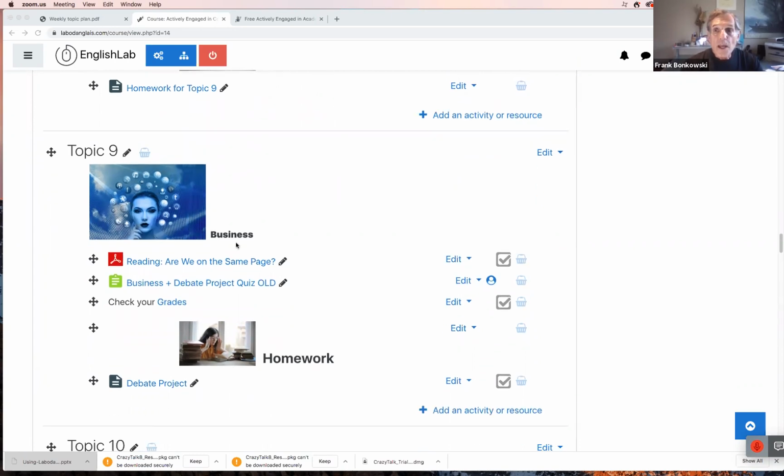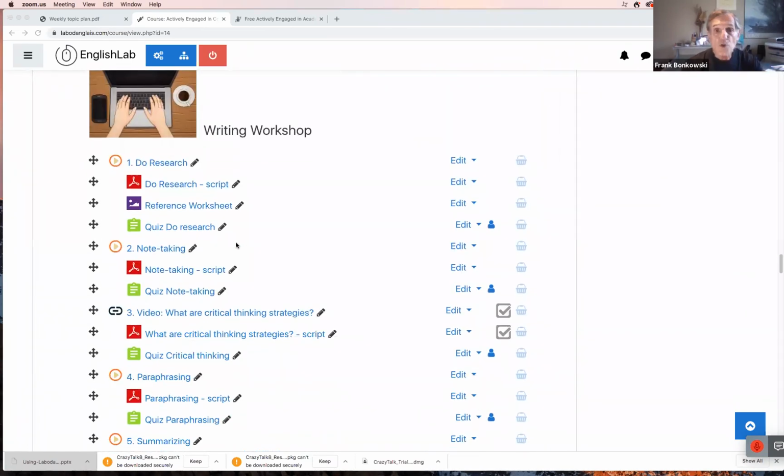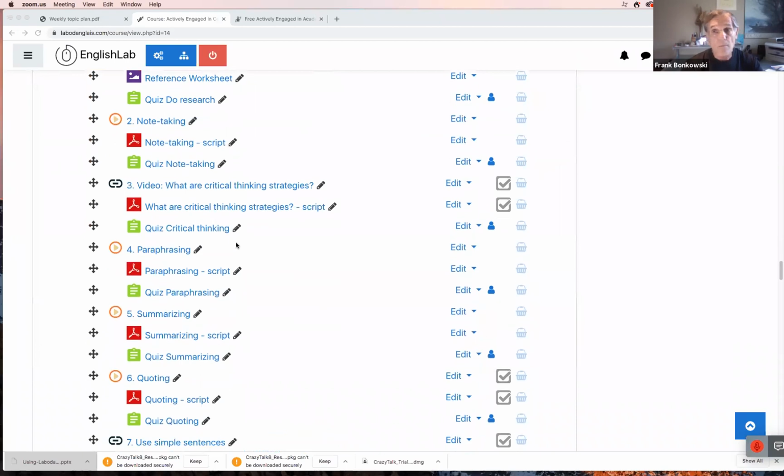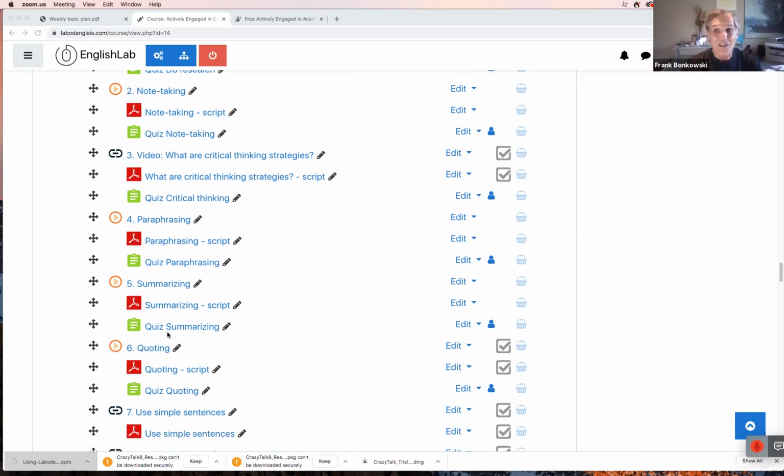So the third aspect of the course is a writing workshop, as you can see here, which covers a number of important grammatical and writing points. For example, here, paraphrasing, summarizing, and quoting. Again, you have a short video on the topic, an accompanying transcript, and a little mini formative quiz to assess their understanding of what's happening in these lectures.